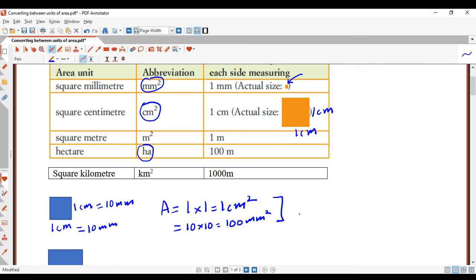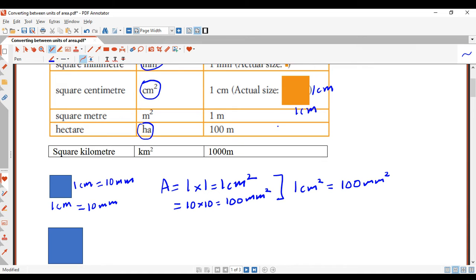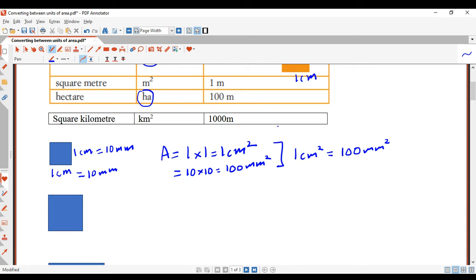Okay, so from this we can see that 1 square centimetre is equal to 100 square millimetres. In other words, I could take one of these little orange squares, and then make 100 of those, and 100 of those will fit inside the 1 square centimetre.